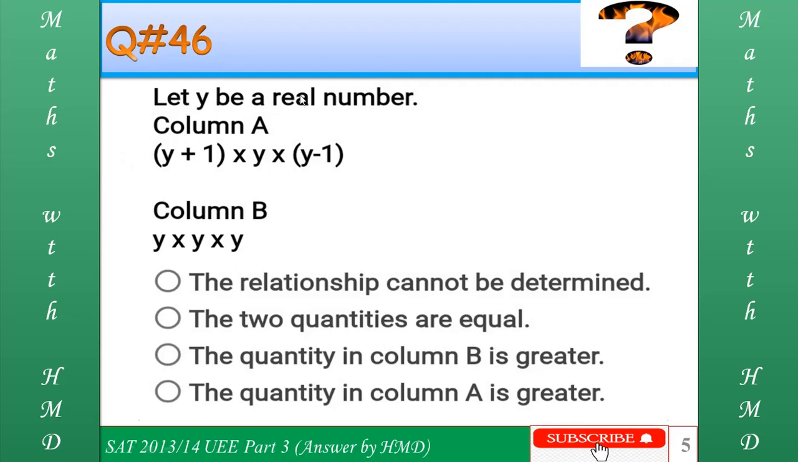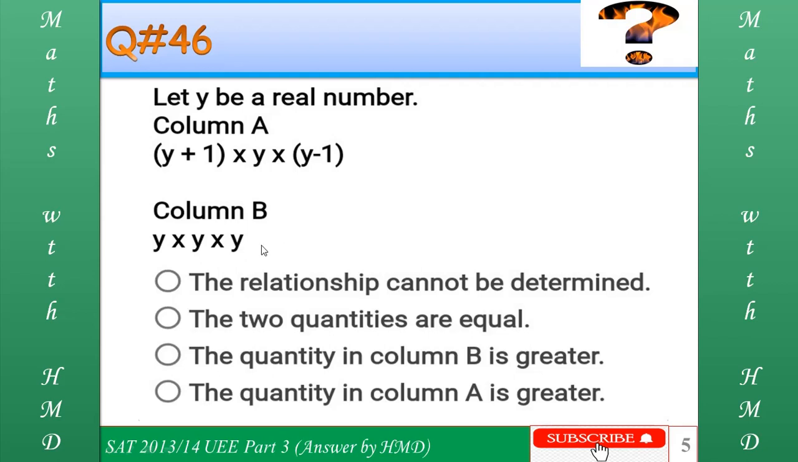Here it says, let y be any real number, which is given. Column A is y plus 1 times y times y minus 1. This is actually not x, which is times or product. So I will read it again: y plus 1 times y times y minus 1. We have three expressions. The first expression is y plus 1, the second expression is y, and the third expression is y minus 1. Column B is y times y times y.